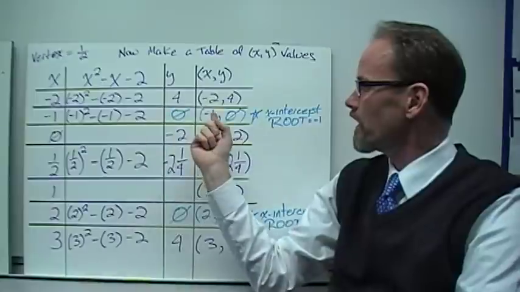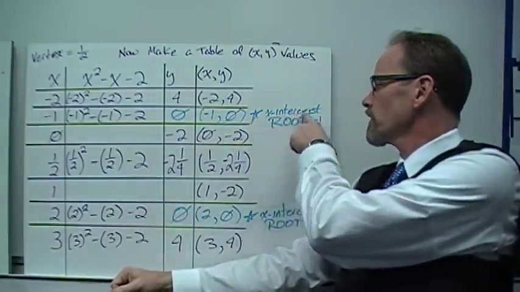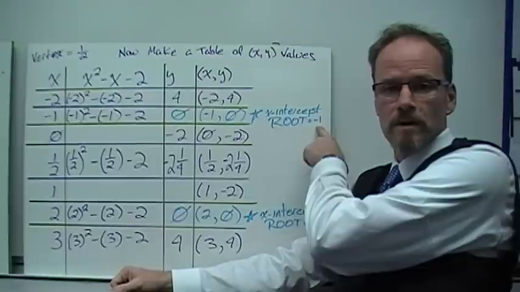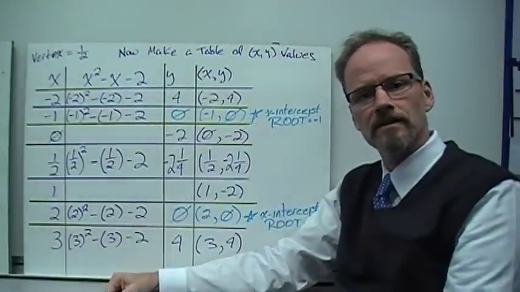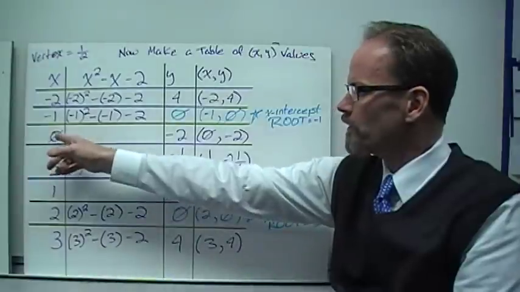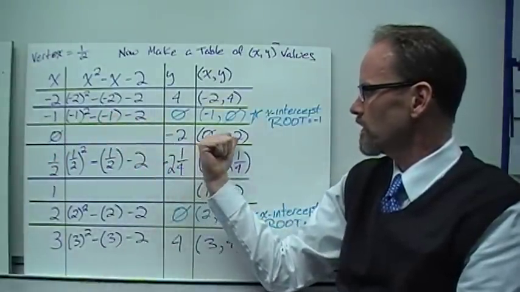So when x is negative 1, y is 0, and I put a little star right there, that's one of the x-intercepts. So one of the roots is also negative 1. We need that. We're going to use that to check it later. I put 0 in there. When you plug 0 in, all we had left over was negative 2, so that's that point there.